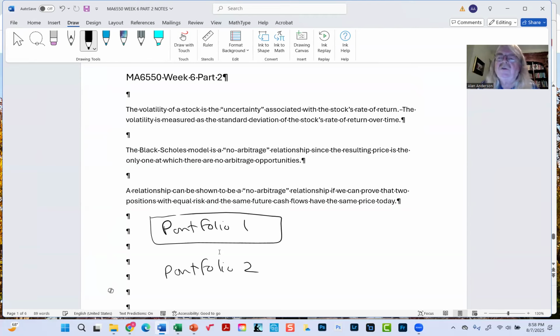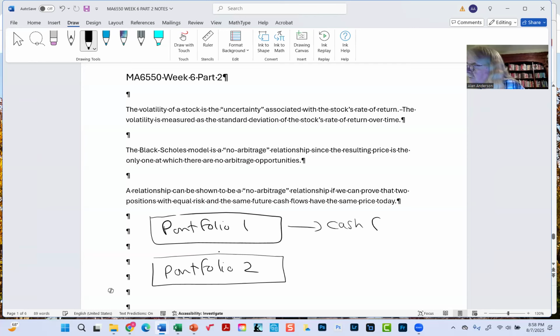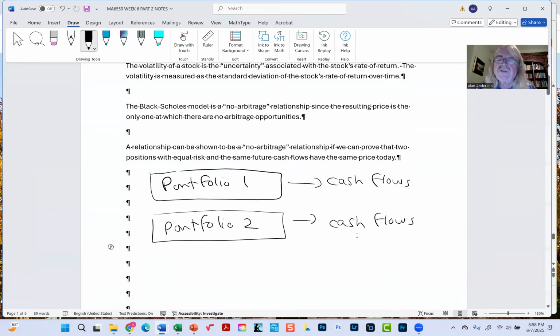So you have to visualize it's a large box that's full of some kind of assets: stocks, bonds, interest rates, whatever. And so what we need to be able to do to show the lack of arbitrage opportunities is that if we assume that each of these generates the same cash flows in the future, same timing, same everything, same size, as long as they generate the exact same cash flows.